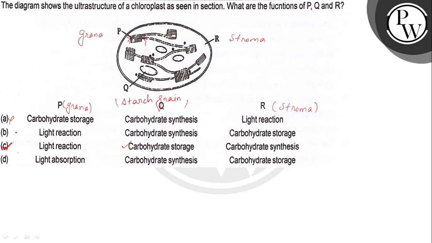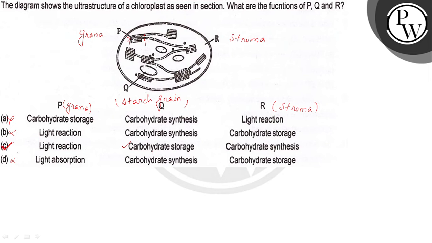Then the other two options, that is option B. Over there we have P is responsible for light reaction. Q is responsible for carbohydrate synthesis. No, starch grain is not responsible for carbohydrate synthesis. So option B is false. Then the last option is option D, which says P is responsible for light absorption. Then we have Q as carbohydrate synthesis and R as carbohydrate storage. So this option again is wrong.